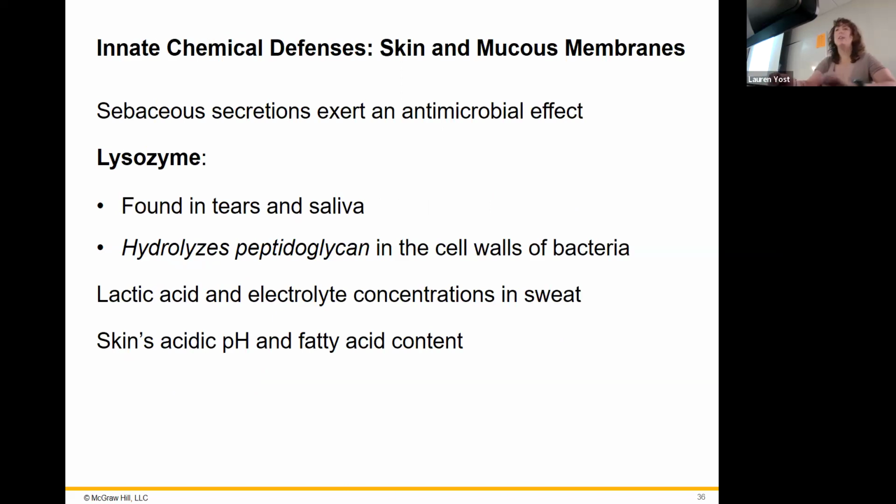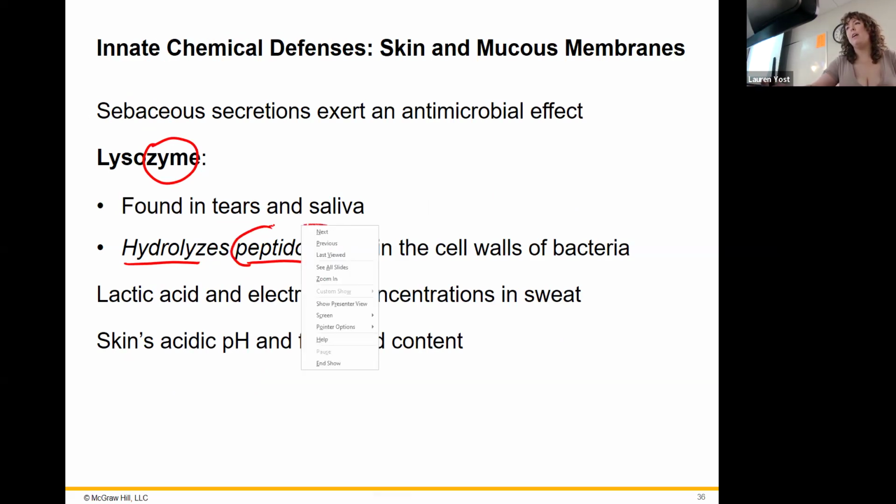Lysozyme, this is an enzyme. So this is a giveaway. We already know that things like ACE are enzymes, right? But there's also enzymes that end in zyme, and isn't that easy because it gives itself away. I like that one. Lysozyme is an enzyme that hydrolyzes peptidoglycan. That just means breaks it down. So it's going to break down peptidoglycan that's present in the cell walls of bacteria.